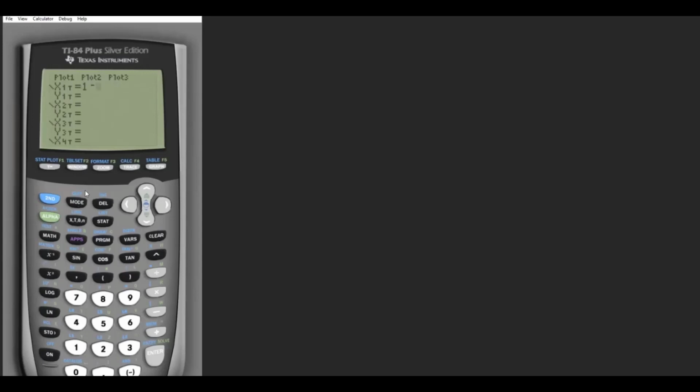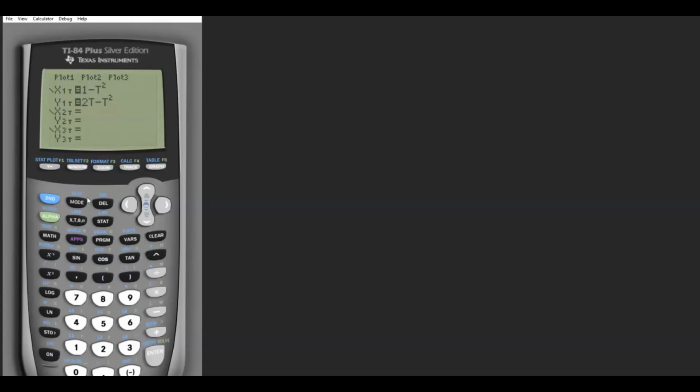So 1 minus, and then when you push that same button that produces the x, you see how it says X, T, theta, n? When you push that button, it's actually going to show up as a t now. So 1 minus t squared. Okay, and then we'll enter the y, the corresponding y that goes with that. 2t minus t squared. Okay, so now we've entered our parametric function.